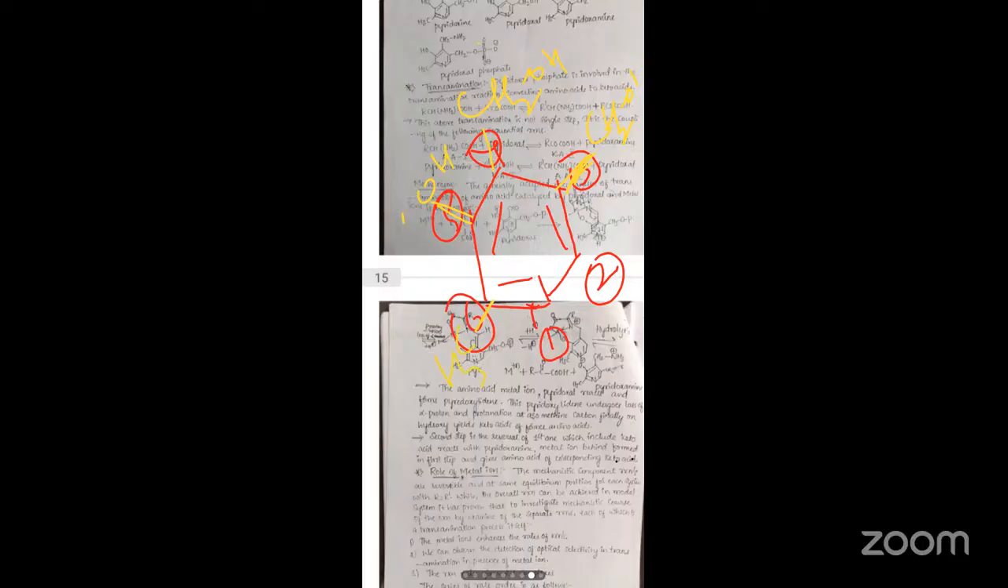So what is the chemical name of this? Pyridoxine phosphate. And in the fourth position, if the alcoholic group is replaced and the CHO aldehyde group is present, that is pyridoxal phosphate.